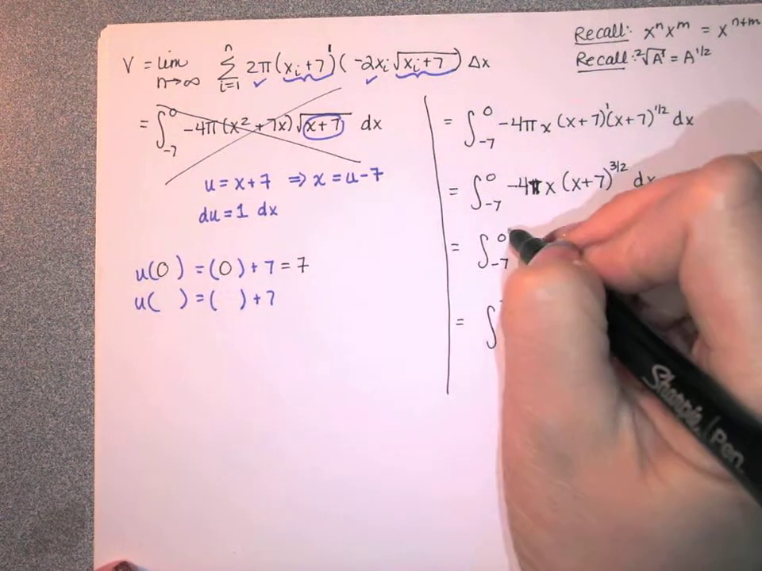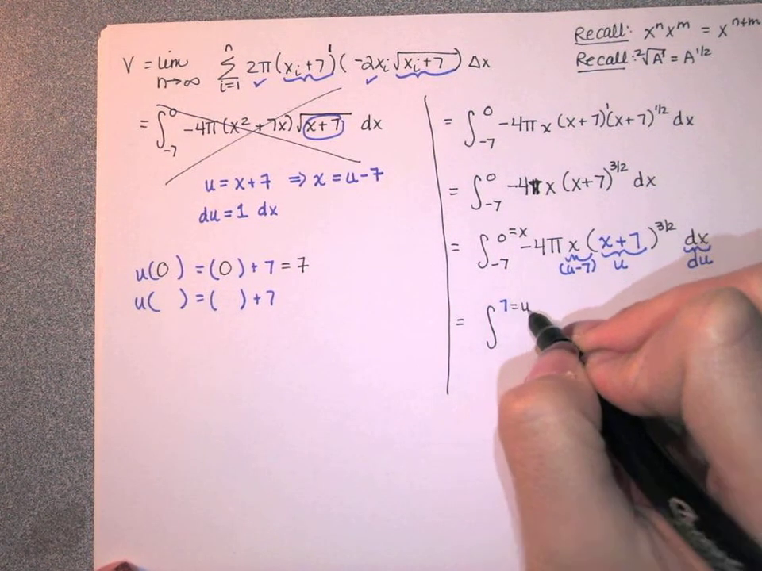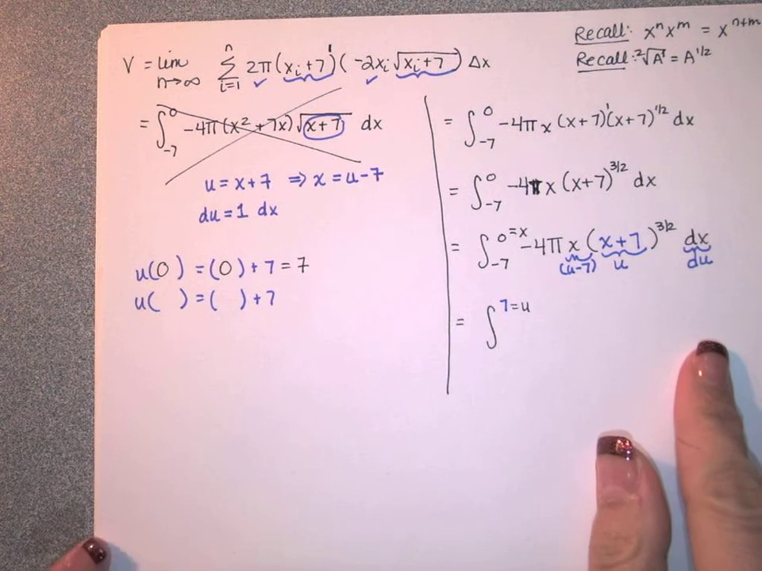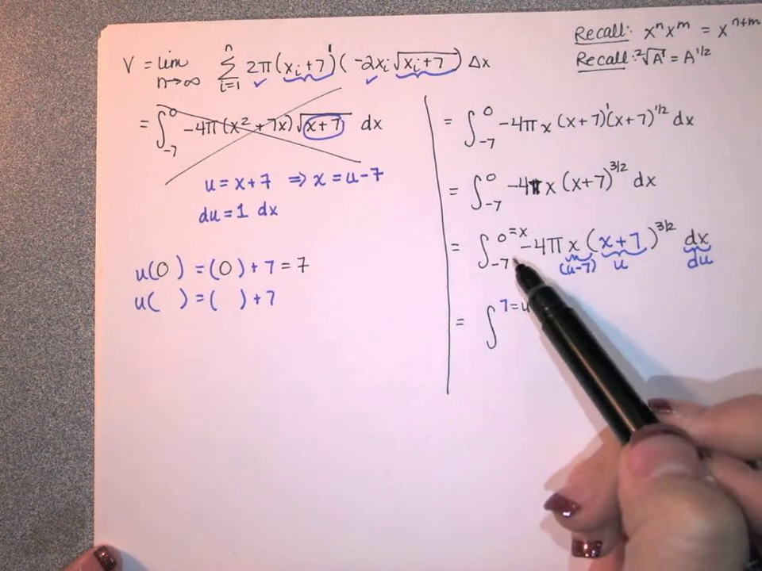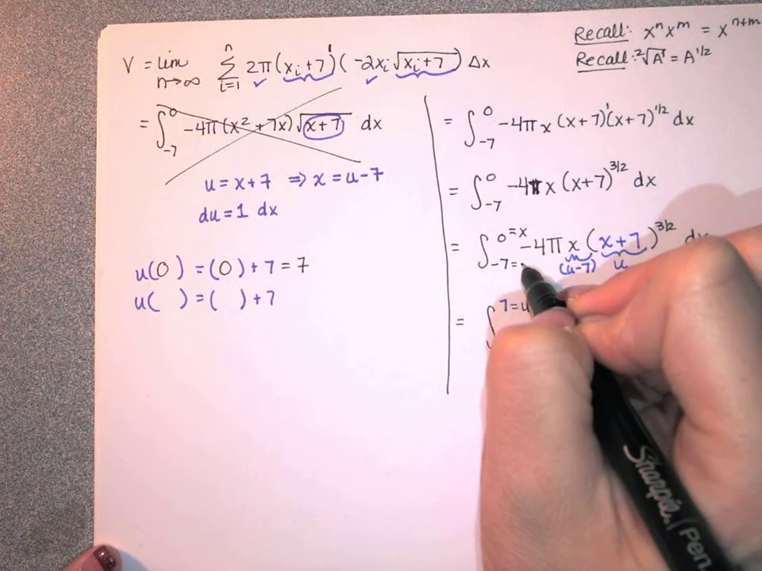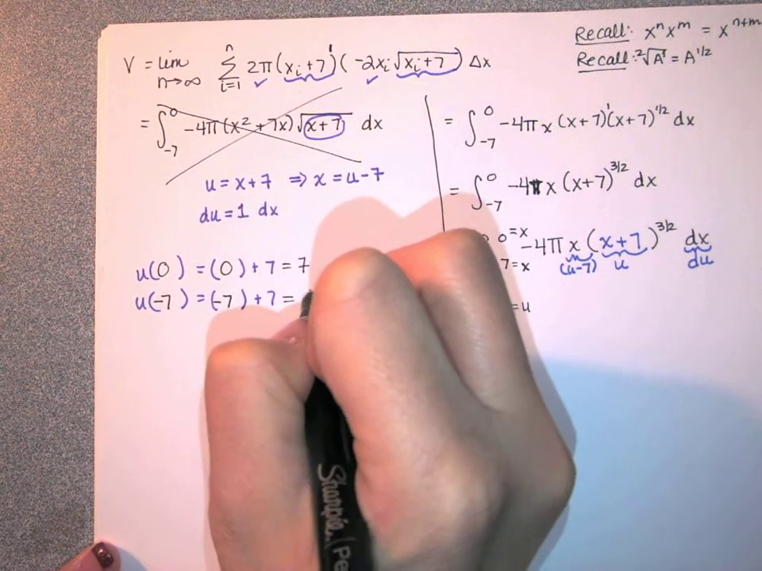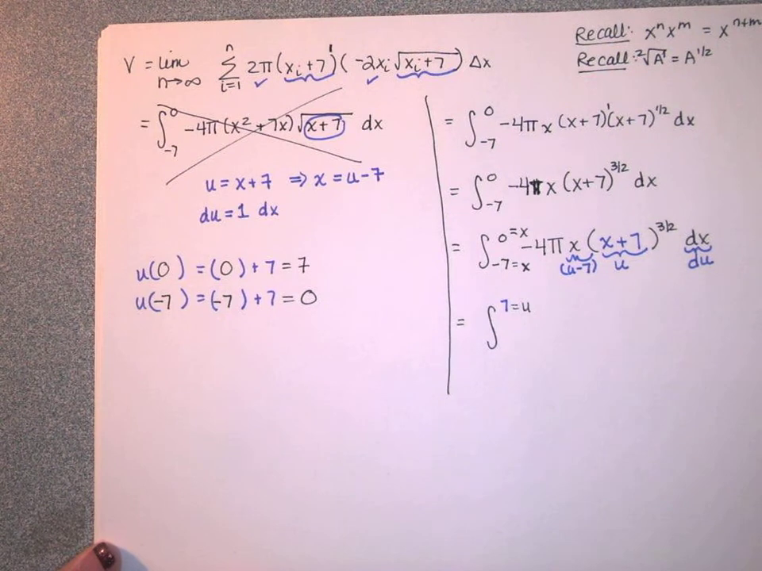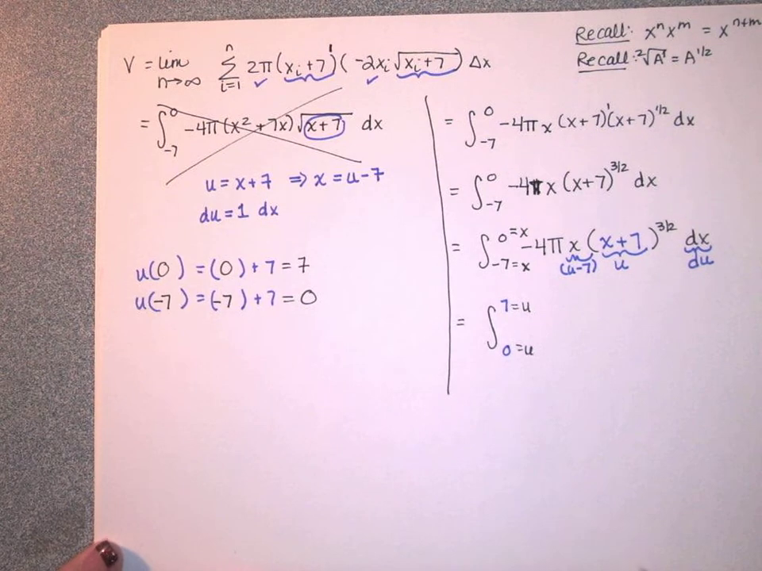These are x values because it's an integral in terms of x. We're integrating with respect to x. These have to be u values because we're integrating in terms of u. Now when I substitute in negative 7 for x over here, negative 7 plus 7 is 0. So that's my new bound for u. So u goes from 0 to 7 when x goes from negative 7 to 0.